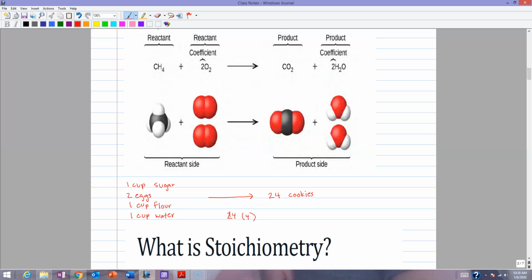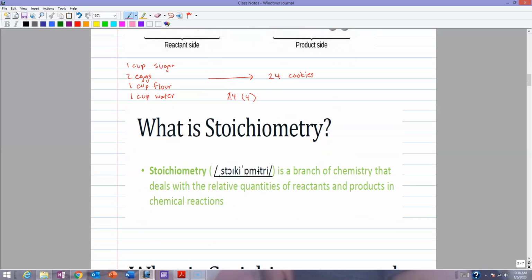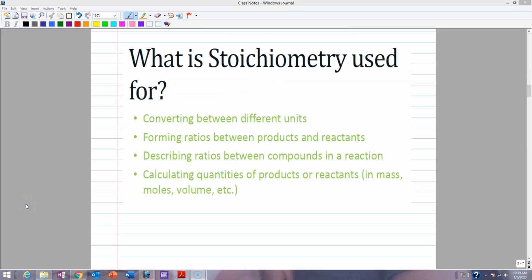So what does the word stoichiometry mean? Stoichiometry is a branch of chemistry that deals with the relative quantities of reactants and products in chemical reactions. It's just like a recipe to cook something with. The only difference is that instead of cooking something that's edible, you're mixing reactants to form products through a chemical reaction.